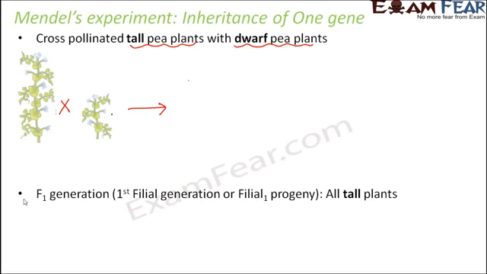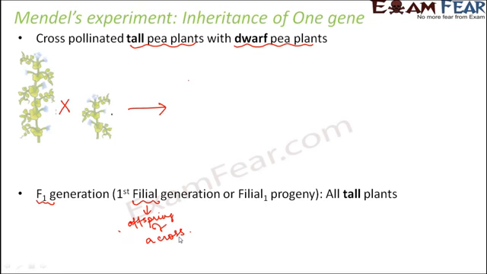He found that all the F1 generation, that is the first filial generation. Now, the full form of F1 is first filial or filial one progeny. The meaning of filial is offspring of a cross. So the word filial means offspring of a cross, it is like offspring related. That is called filial generation.